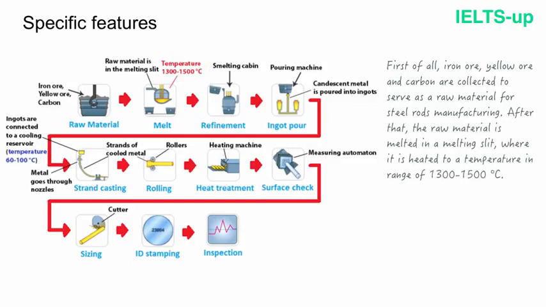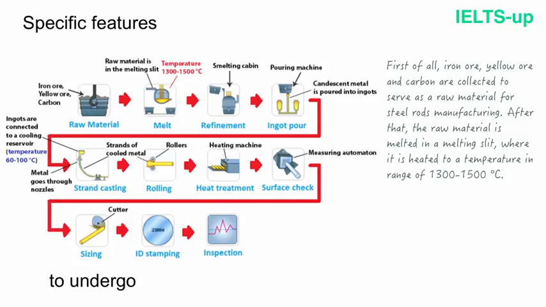After that, the raw material is melted in a melting slit, where it is heated to a temperature in the range of 1300–1500 degrees Celsius. The third stage is called refinement, and from the diagram we only know that during this stage the material is put into a container that is called a smelting cabin. We don't know what exactly happens in that smelting cabin, and that's where a verb undergo comes in handy.